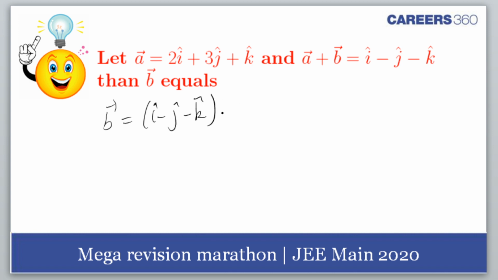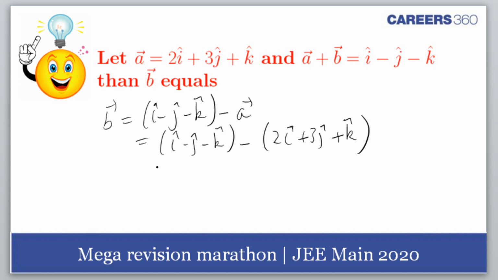Can somebody quickly answer me? Minus A. That is I minus J minus K minus A vector, which is 2I plus 3J cap plus K cap. So what do I get? I minus 2I will give me minus I cap. Minus J minus 3J would give me minus 4J cap. Minus K cap minus K cap gives me minus 2K cap. Am I right? So that would be B vector. Okay, students, that was easy. Great going. Yes, let's go ahead.